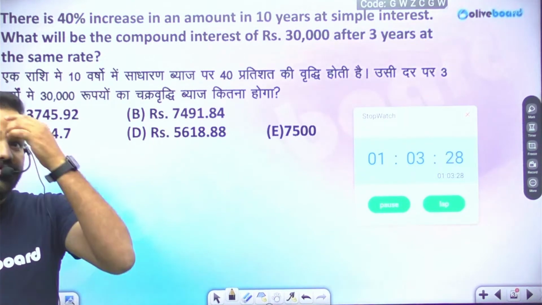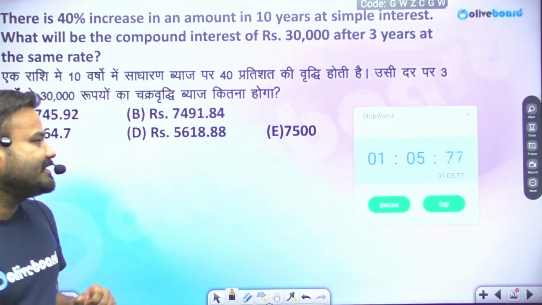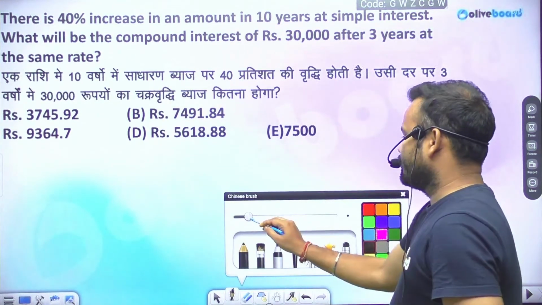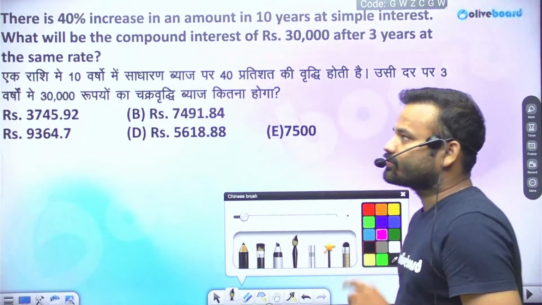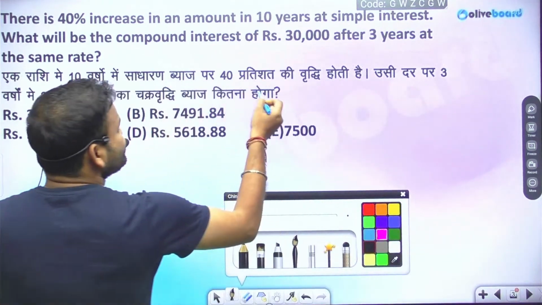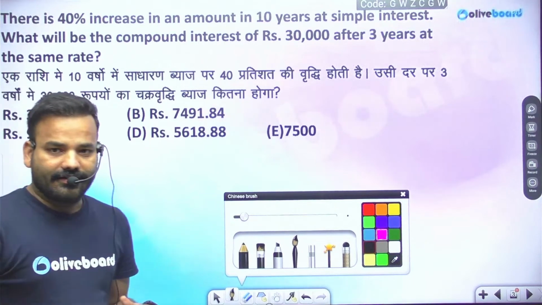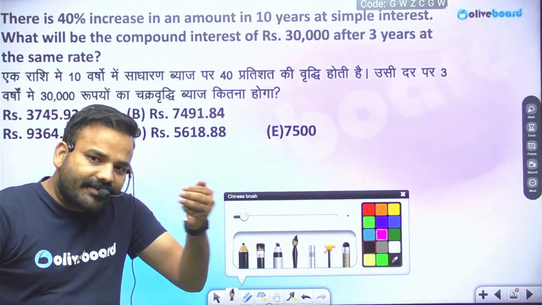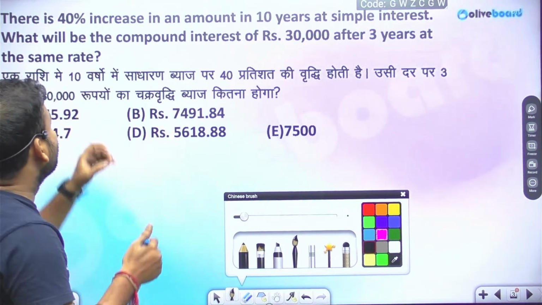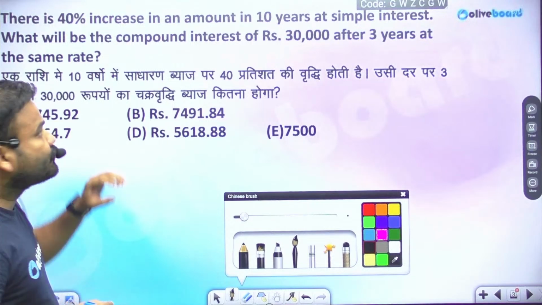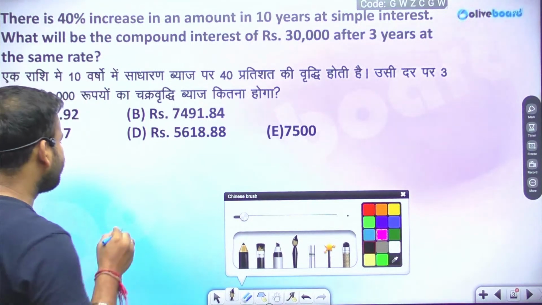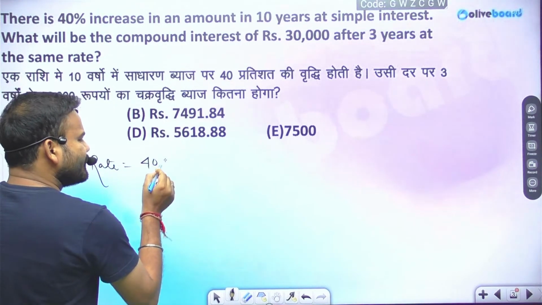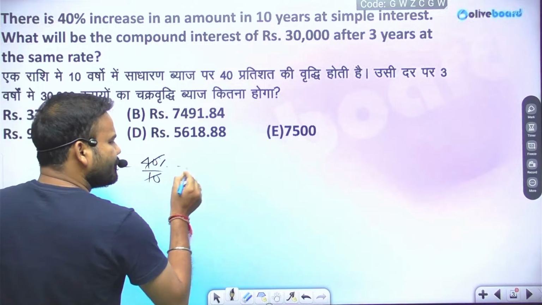Okay, this is the very first question, and it is based on CI and SI. The question is: how do we approach solving it? There is a 40% increase in amount in 10 years at simple interest. At simple interest, we know that the rate of interest is the same for each and every year. So there is a growth of 40% in 10 years. That means there is an equal growth of 4% every year.